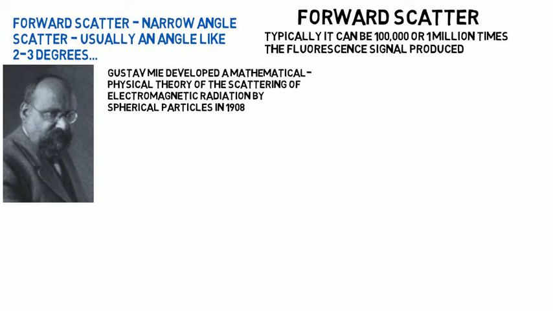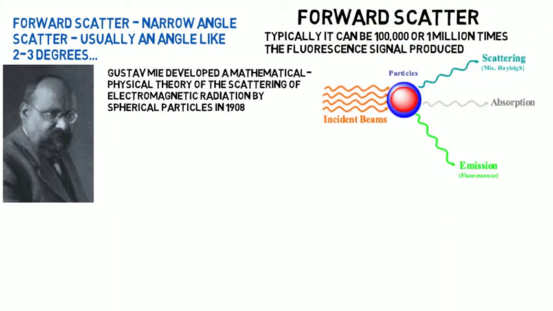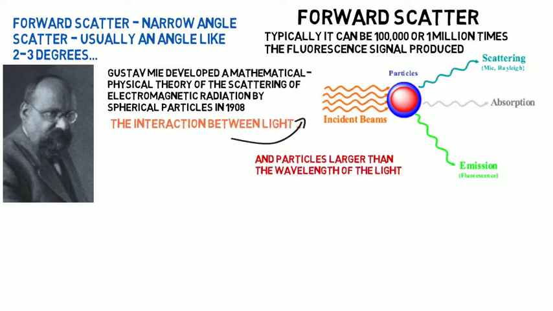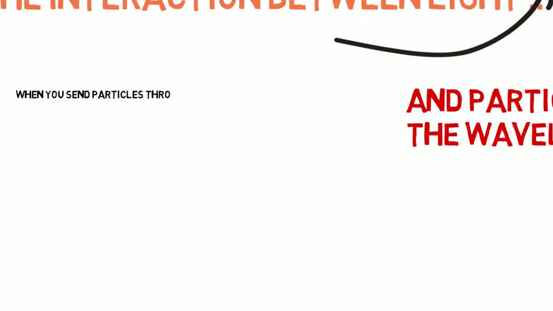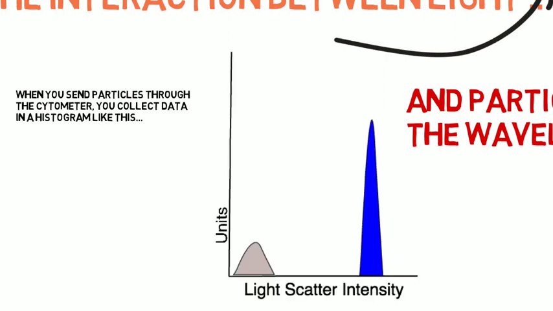If you look at the diagram I just drew, you'll see that there is a strong interaction between the light source and the particles illuminated. Mie theory operates from around about 10 nanometers to about 10,000 nanometers, or 10 micron spheres. In fact, when you send a particle through a flow cytometer, you collect a histogram that reflects the strength of the forward scatter signal.